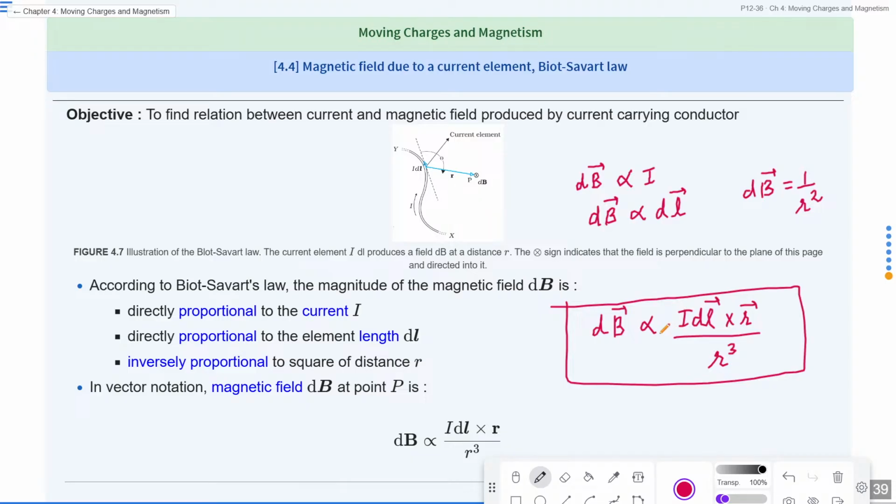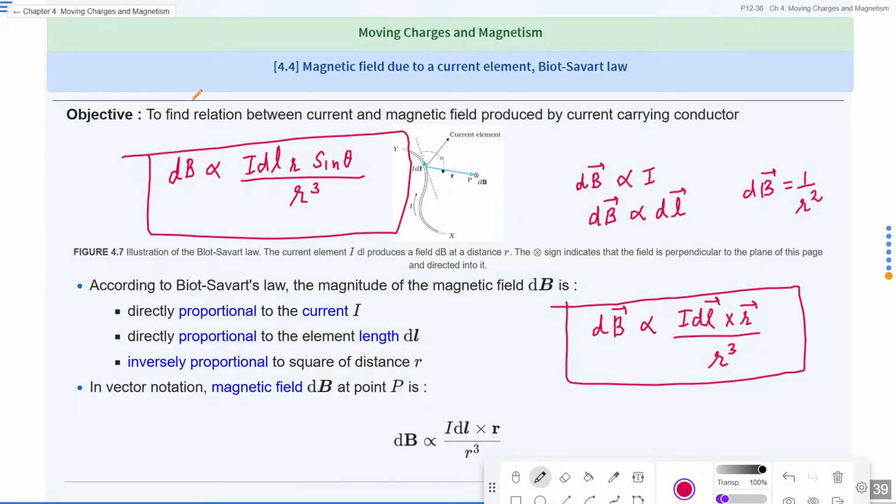Okay, this is in the vector form. If you want to find the scalar form, the scalar form is I dl r sine theta upon r cube, since it is a cross product. That is the scalar form. And after removing the proportionality, you will get the constant, that is mu naught by 4 pi. Okay, that has the value 10 to the minus 7 Tesla meter per ampere. So we'll talk about it in tomorrow's class. So your time for your next class is there. So thank you very much. We'll start from here.